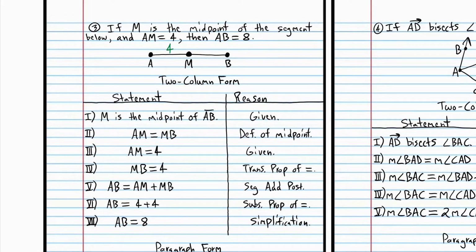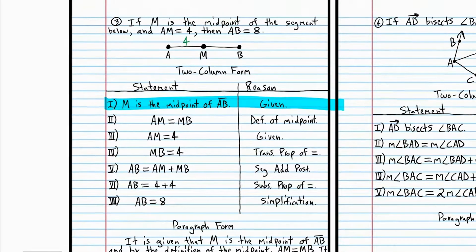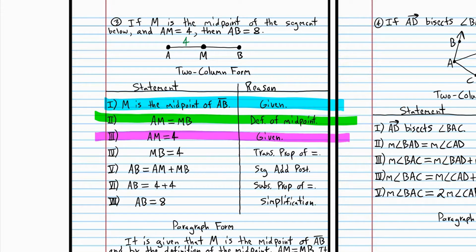M is the midpoint of AB, and by definition that means that AM is equal to MB. And we know that AM is 4. That was actually given information. And by the transitive property of equality, we know that MB must be equal to 4.